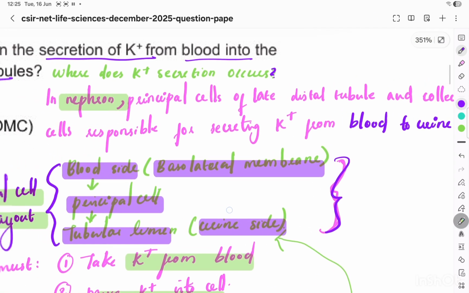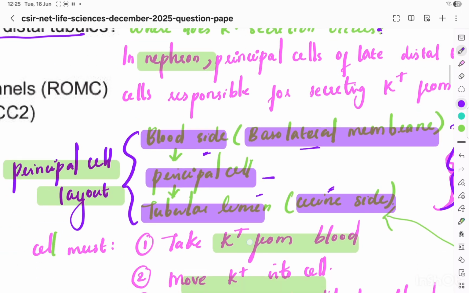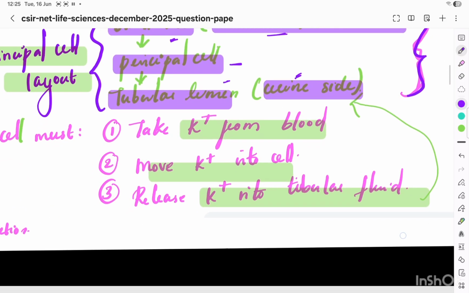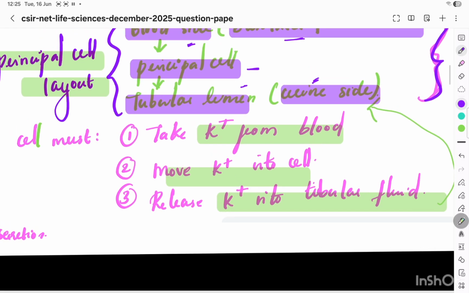So we have to understand the principal cell. Here it is, and the principal cell has two sides. One is the blood side, the other is the urine side. The blood side is the basolateral membrane, and the urine side is the tubular lumen. These are the principal cell layout. Next we have to look into how the ion movement happens in this layout.